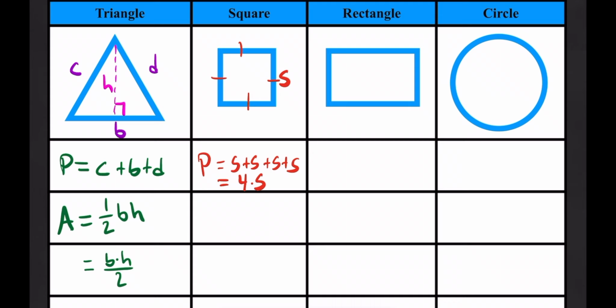4 times that amount. Area is just S times S, or S squared. That is how we find the area of a square.